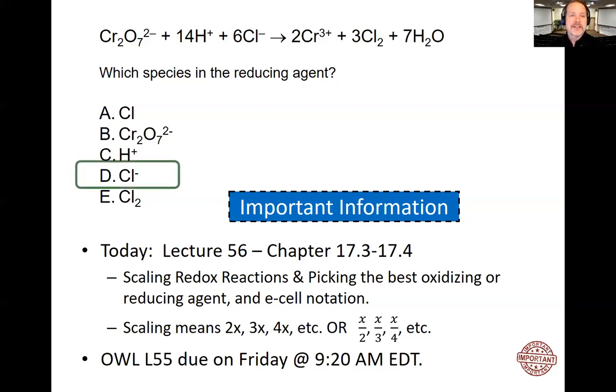All right. The reducing agent is the chemical species that gets oxidized. It's the one losing electrons. It's the one becoming more positive in charge. Chloride goes from a -1 to a 0 charge in the chlorine as it goes through the chemical reaction.